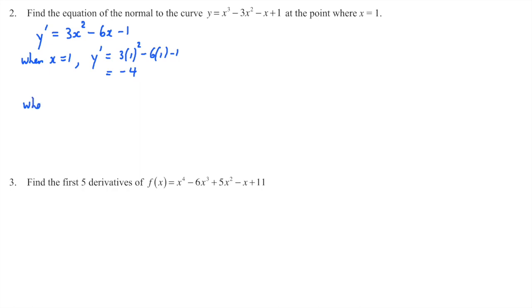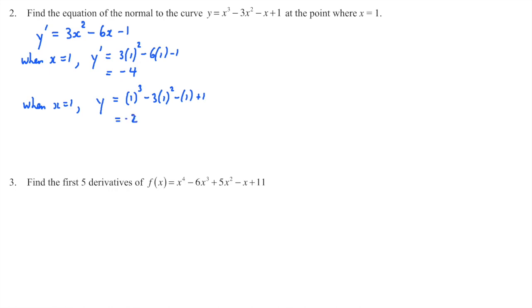Also, when x equals 1, not the derivative, y. I plug x equals 1 back into the original here to find its y value because I wasn't given the y value of the point and I need that to find an equation. So y is equal to 1 cubed minus 3 lots of 1 squared minus 1 plus 1, which gives minus 2.